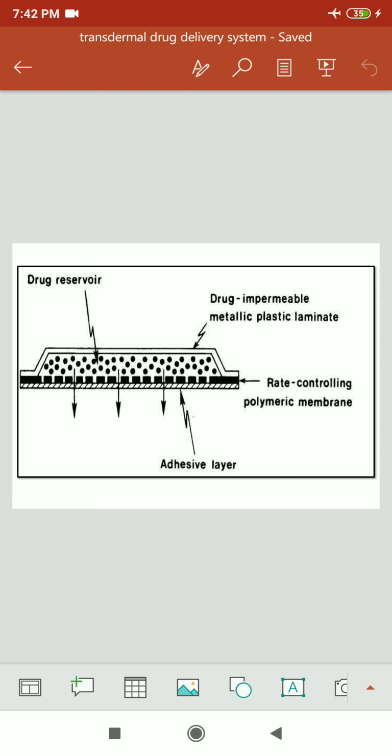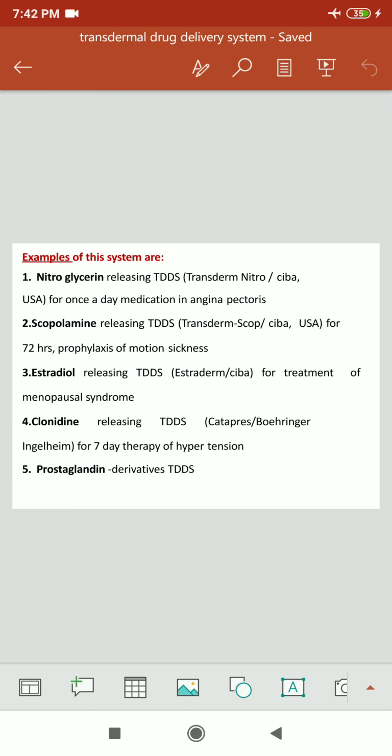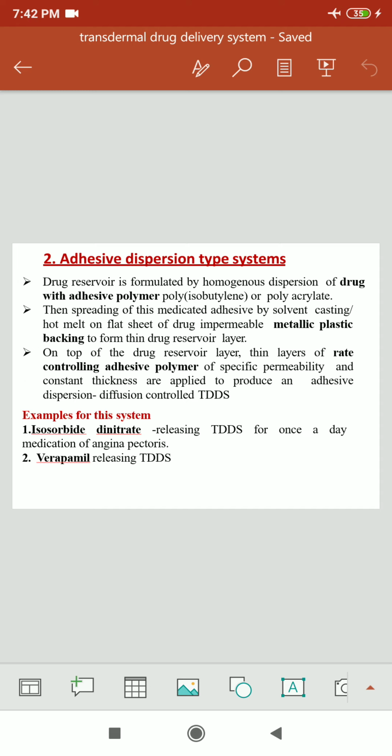This is the simple representation of this device. First is the adhesive layer, second is the rate controlling membrane, and after that the drug reservoir part is there, and the drug reservoir is covered with the metallic plastic laminate. Examples of this system are estradiol and clonidine TDS.